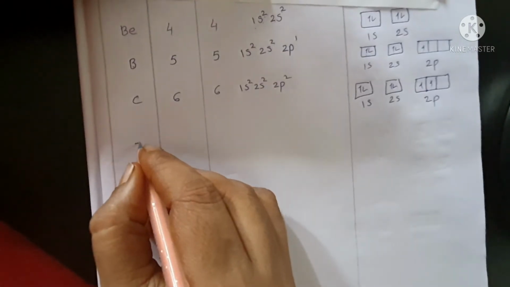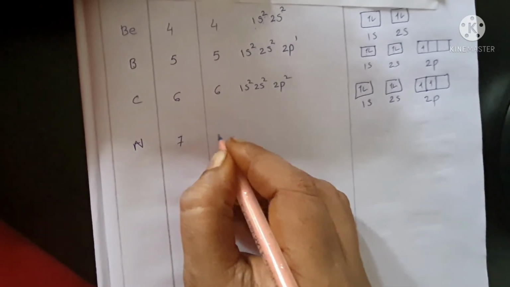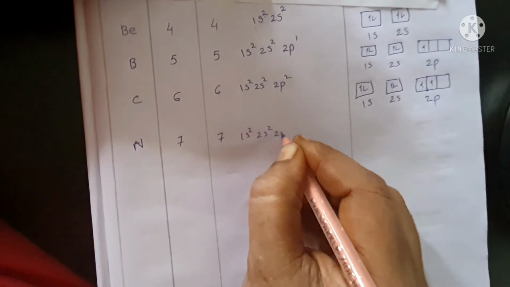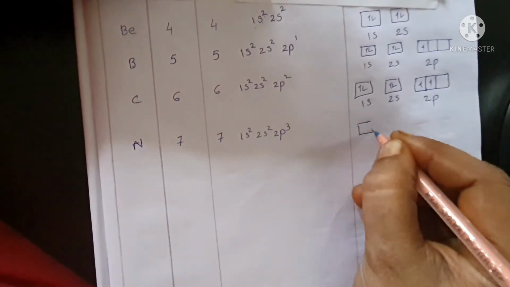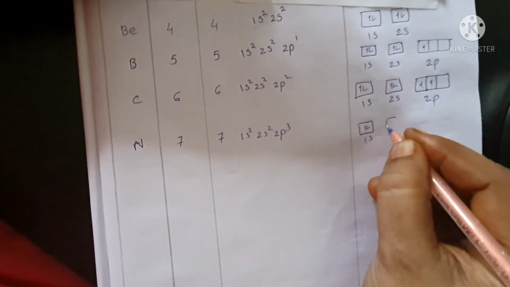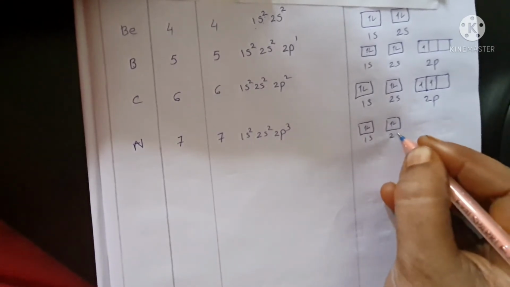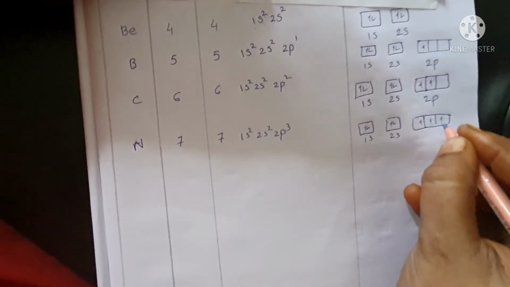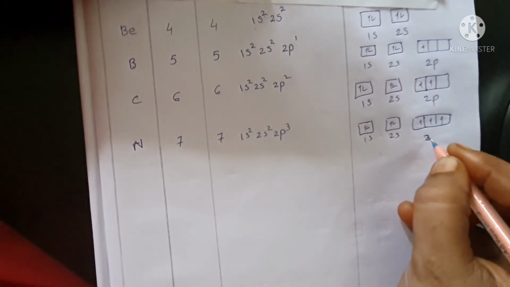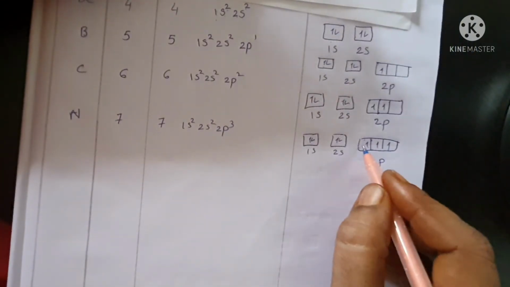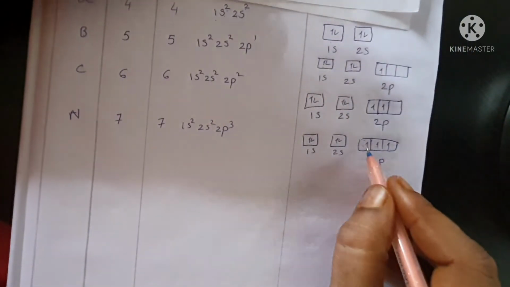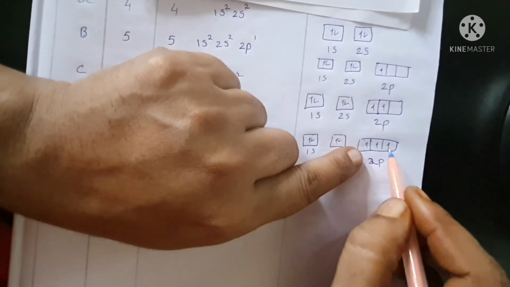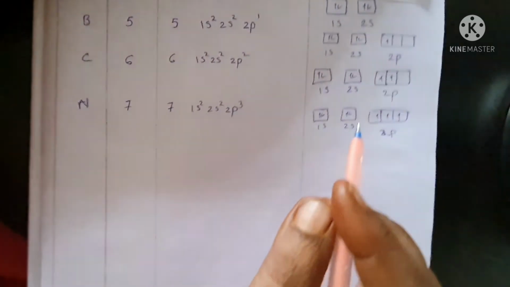And next nitrogen. Atomic number 7, number of electrons 7. So 1s2, 2s2, 2p3. Schematic representation is like this, 2p3. According to the Hund's rule, every orbital, the electrons enter into an orbital first of all half filled, and then it is combined with another electron.